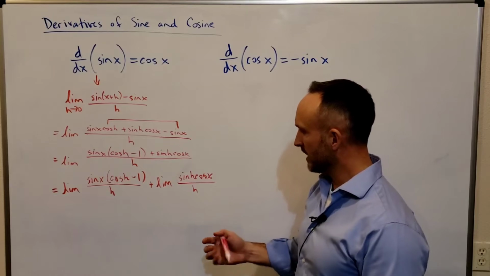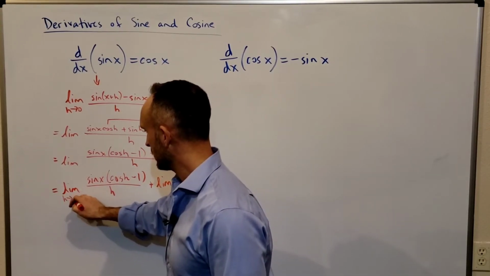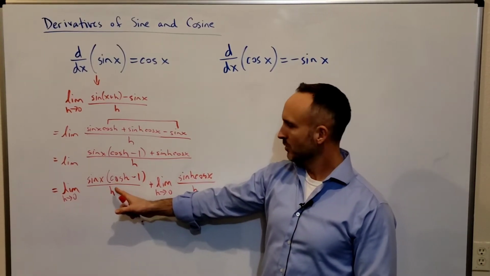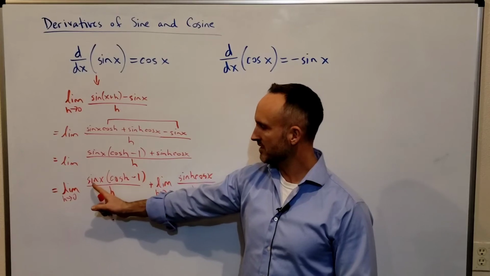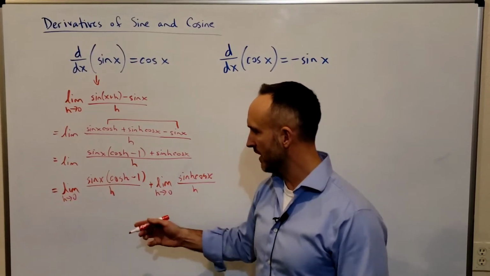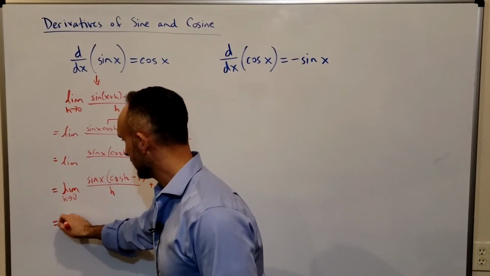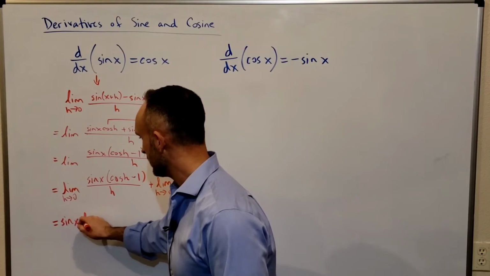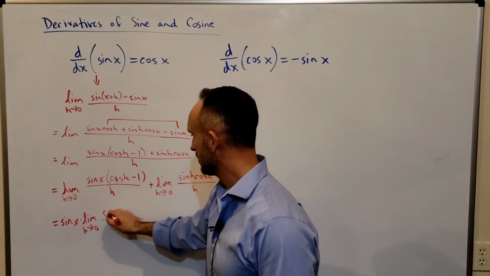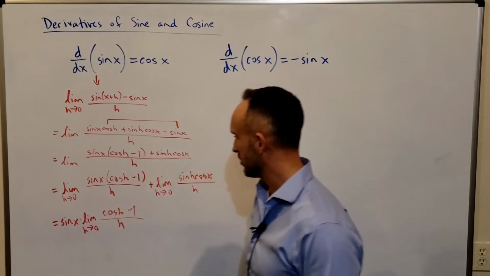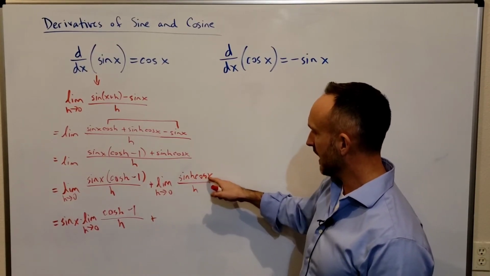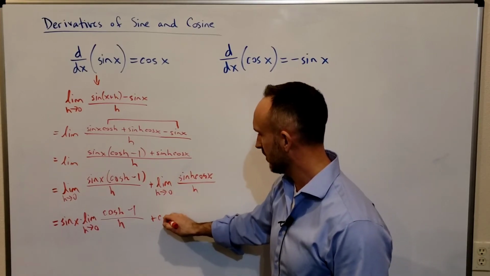And at this point, when we look at each limit, which again as h is going to 0, we can see that in the first limit, we've got this factor of sine of x. And since sine of x is not dependent on the value of h, we can factor that out to the front of this limit. So we've got the sine of x times the limit as h goes to 0 of the fraction cos h minus 1 over h, okay? Plus, we'll do the same thing here. Cosine x is a factor that doesn't depend on h, so we'll pull that out to the front of the limit.